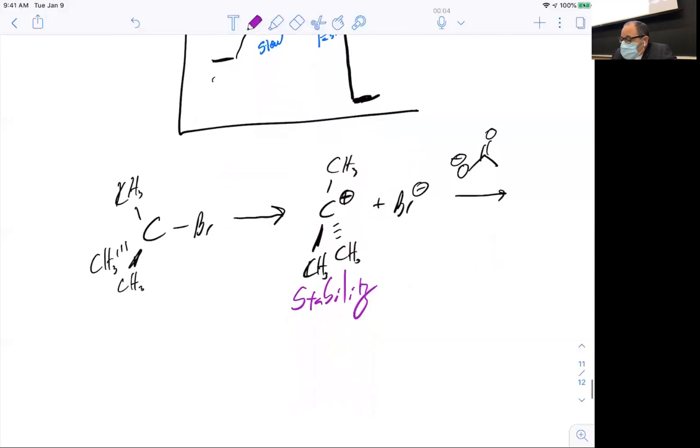Okay. Then what happens here is this reacts, and oh, that's weird. And I end up with, right, the addition of the nucleophile in the second step.